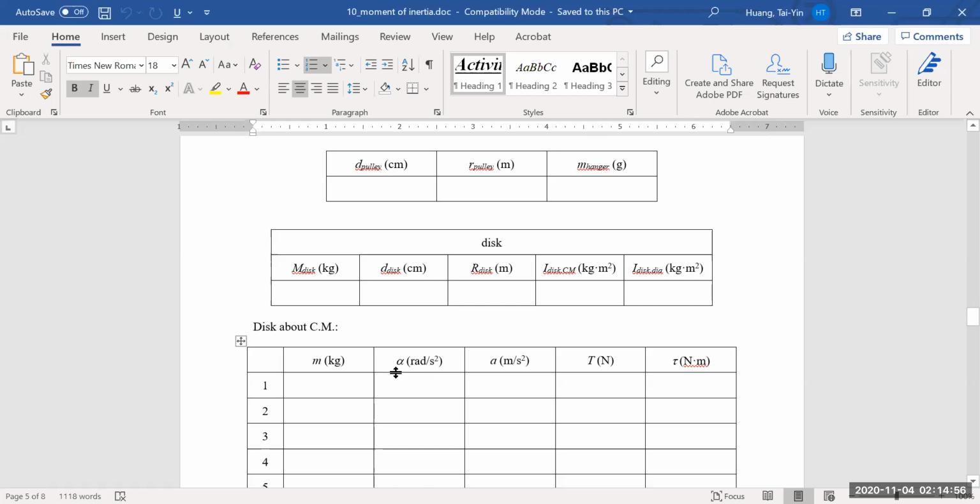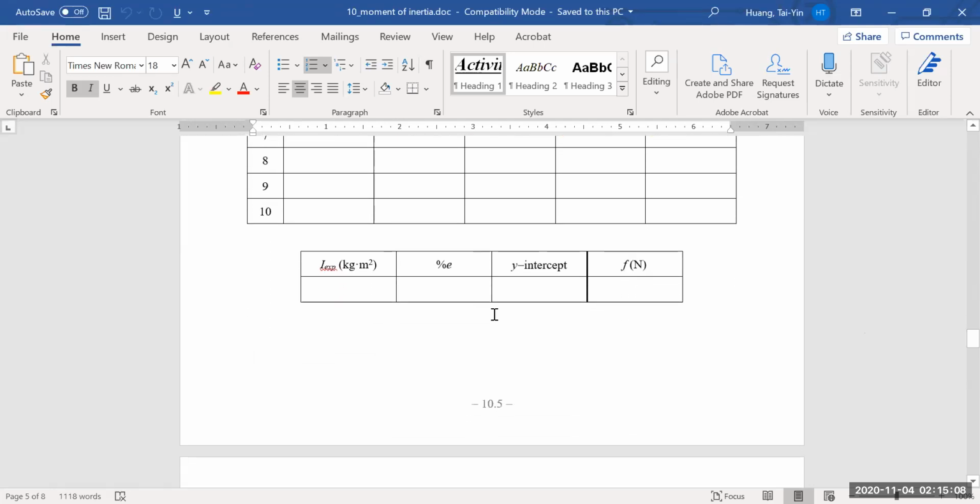Alpha will be given. And then based on the equation we just went over, you want to calculate the a, you want to calculate tension, and then you want to calculate torque. And once you have the torque, then you'll be able to plot torque versus alpha. And then from there, you can find the experimental value of rotational inertia, and then compare it to the theoretical value to calculate percent error. You have the y-intercept, and then from there you can estimate the frictional force.